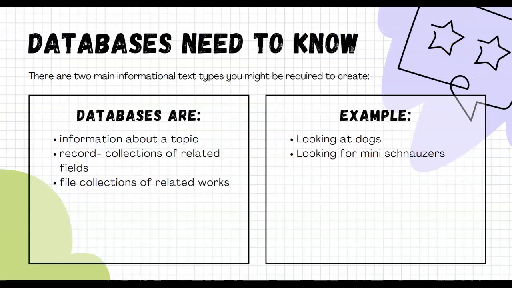Databases are information about a topic. It's records, not records like you play on a record player, but a collection of related works, file collections of related works. A great example is if you were looking at dogs, hundreds, thousands of dogs, but if you're looking for miniature schnauzers, that narrows it down to just that related work. Not just schnauzers, because you have more than one type: miniatures, standard, and giants. So you're going to look specifically for miniature schnauzers because the database houses that information.